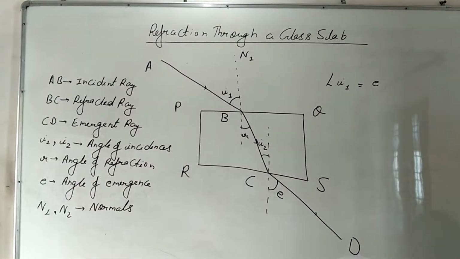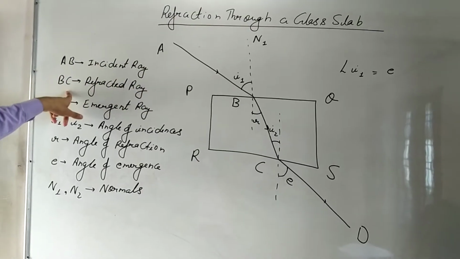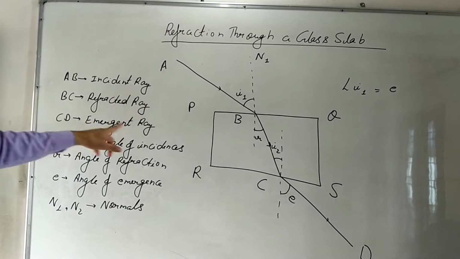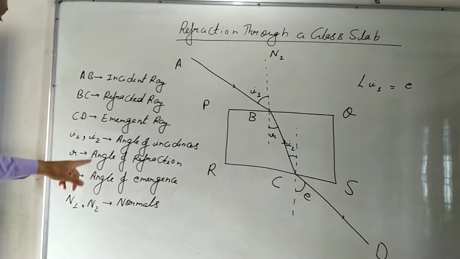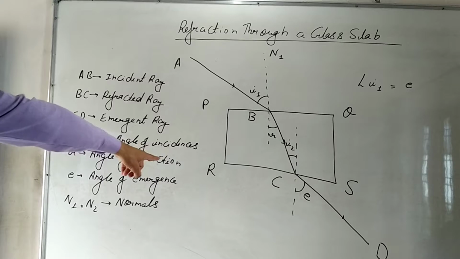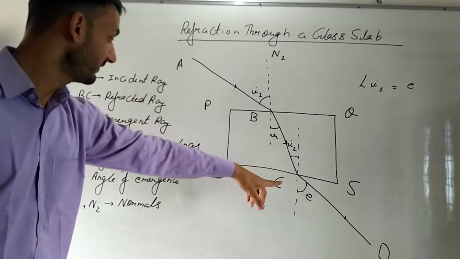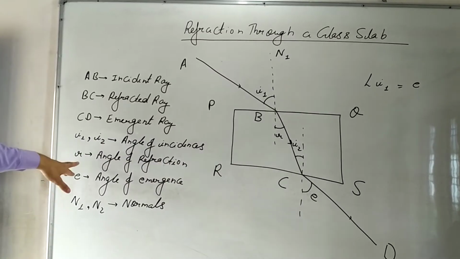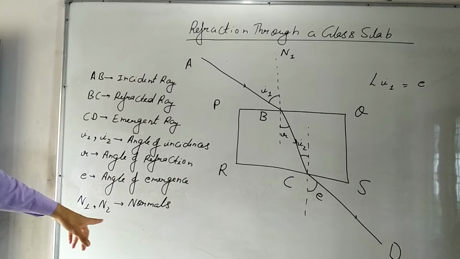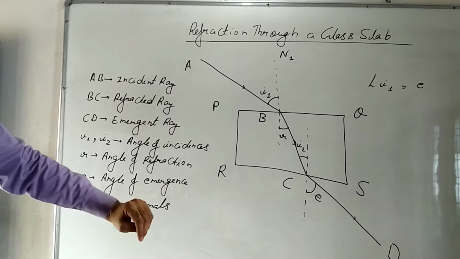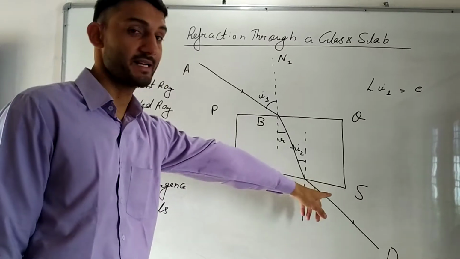So if you look here, you can see AB is the incident ray, BC is the refracted ray, and CD is the emergent ray, which is emerging out of the glass. I1 and I2 are angles of incidence. I1 is the angle of incidence for surface PQ and I2 is the angle of incidence for surface RS. R is the angle of refraction, E is the angle of emergence, and N1 and N2 are two normals. One normal for the surface PQ, another normal for surface RS.